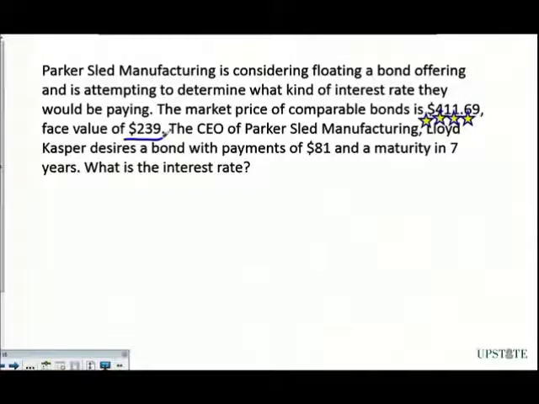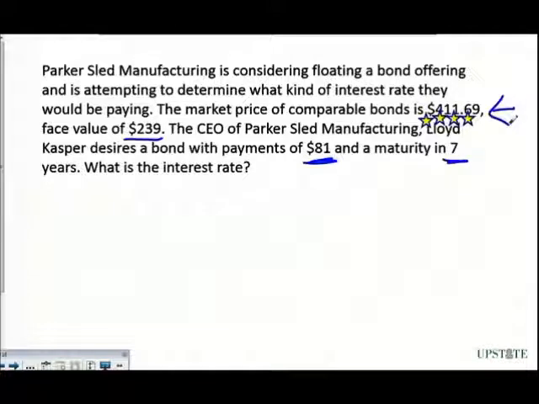And they're looking at selecting a payment, right? So they say, this is how much I want to pay once a year. Okay, so that's this amount right here, that $81. Okay, and then they look at that and they say, all right, what's the maturity value going to be? How long it's going to be. So they say, I want this payment of this $81, and I want it in 7 years. I want to make $81 every year for 7 years, and at the end of that period, I want to pay you that $239. Okay, right now, if I sold those bonds, I would be selling them for the $411.69.